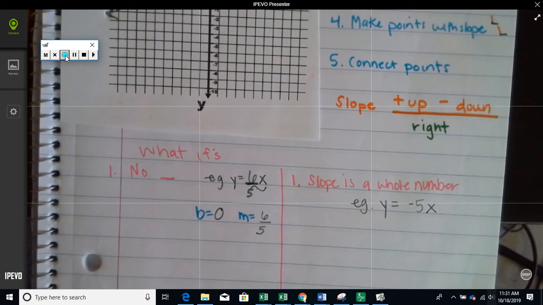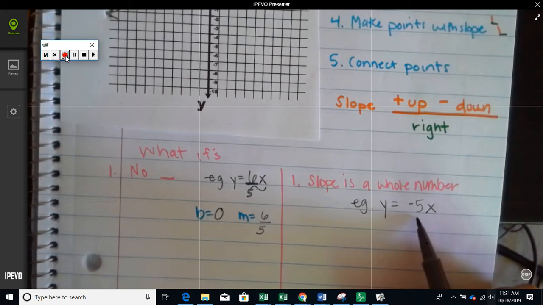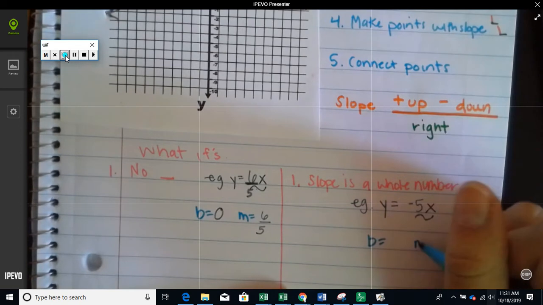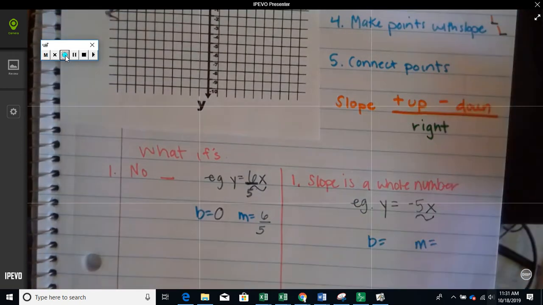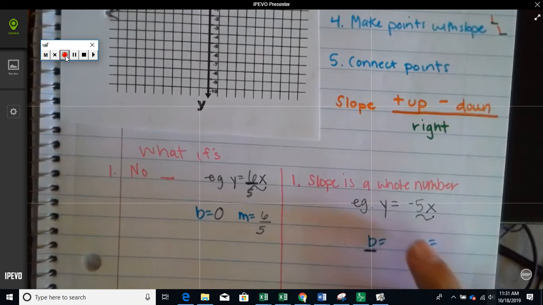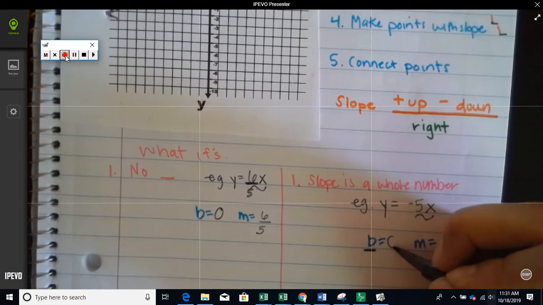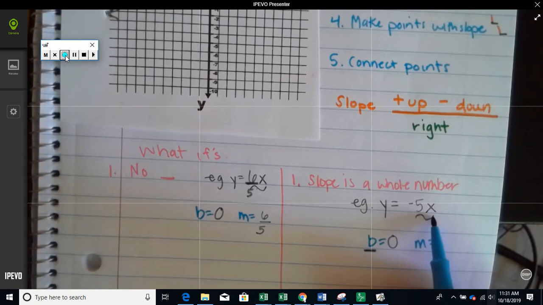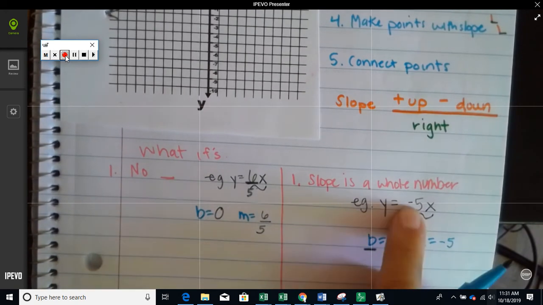Y equals negative 5x. So I do the same thing as before. I squiggly, I underline. Here I've got a squiggly. I don't have an underline, right? So that's my first step. My second step is to put b equals, m equals. So the b is the one that you underline. Did I have an underline? No. So then my b is equal to 0. My m, okay, here's the squiggly. It's going to be negative 5. How do I know it's negative? Because there's a negative sign in front.